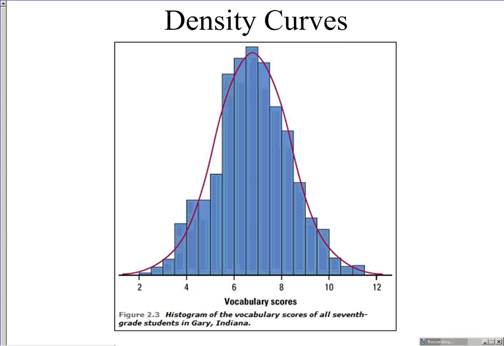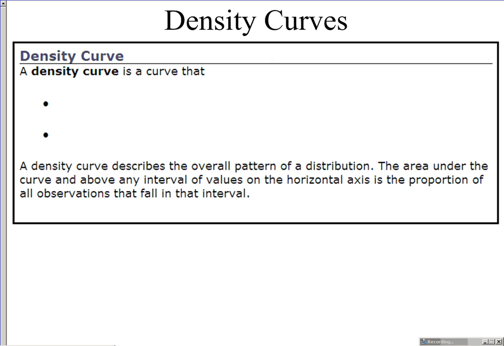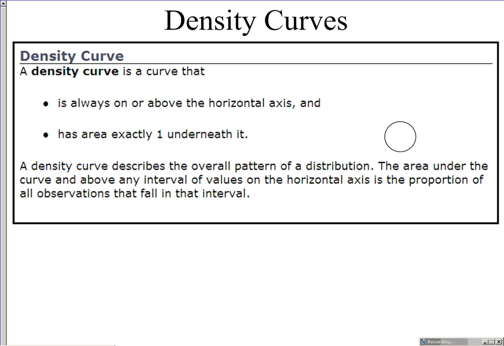Density curve. Okay, a density curve simply, and remember when we were drawing histograms back in chapter 1, we did this where we kind of drew the curve over it to help us identify the shape. When we're talking about density curves here, it's just putting a smooth curve over this histogram. A density curve is a curve that, and these are important characteristics, it's always on or above the horizontal axis, and here's the key, has an area of exactly 1 underneath it.